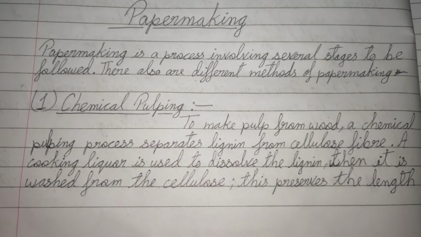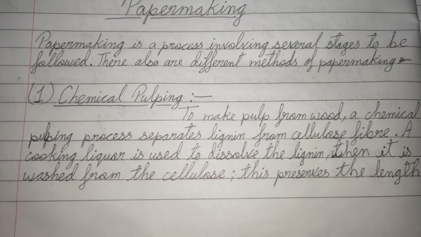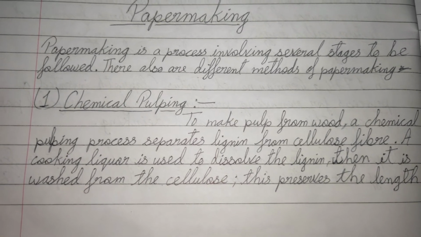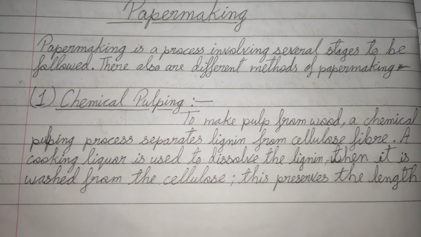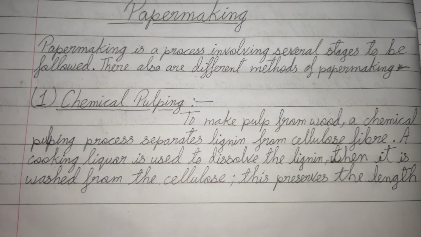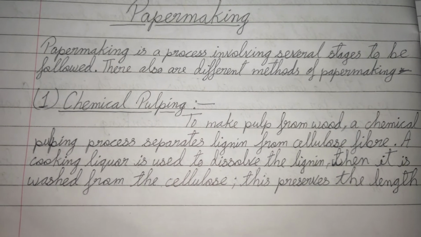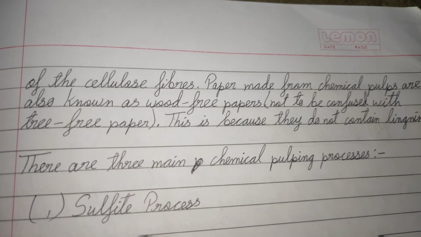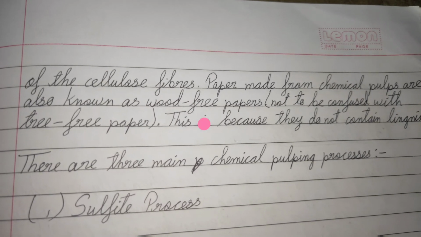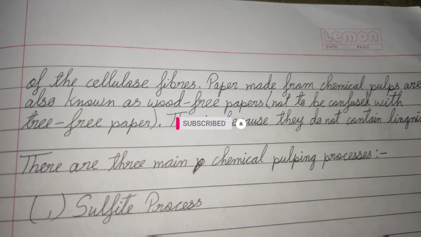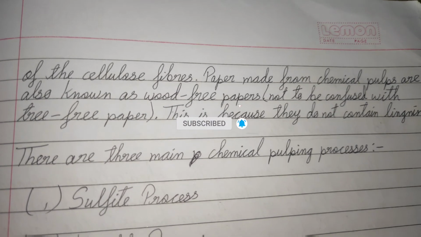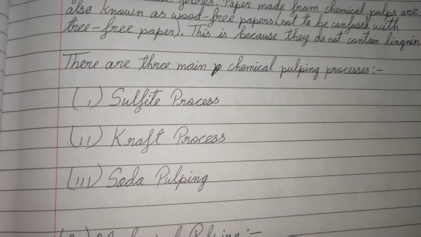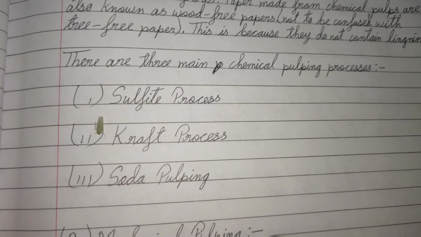To make pulp from wood, a chemical pulping process separates lignin from cellulose fiber. A cooking liquor is used to dissolve the lignin, then it is washed from the cellulose. This preserves the length of the cellulose fibers. Paper made from chemical pulps is also known as wood-free paper, not to be confused with tree-free paper. This is because they do not contain lignin. There are three main chemical pulping processes: sulfite process, kraft process, soda pulping.